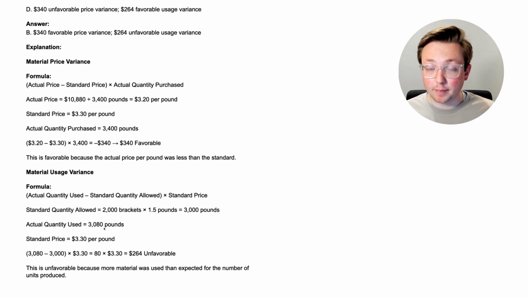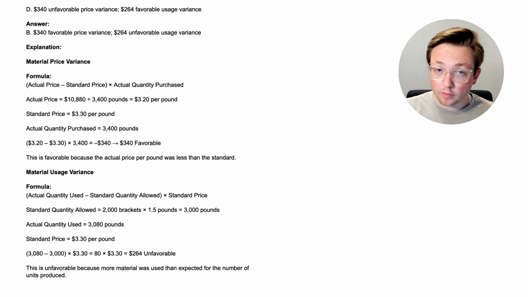So we compare the amount of pounds that they used to the amount of pounds that was typically allowed, multiply that by the standard price, and that gives us 3,080 less 3,000 multiplied by $3.30, or 80 pounds multiplied by $3.30, and that gives us a $264 unfavorable variance. And that's because, again, they spent more. And that's unfavorable because they actually used more material than they were supposed to, than they are used to.